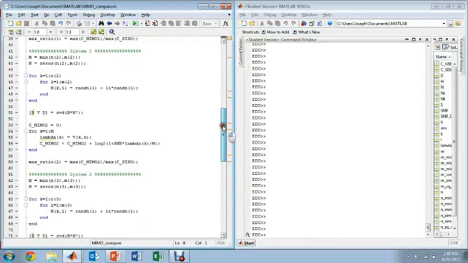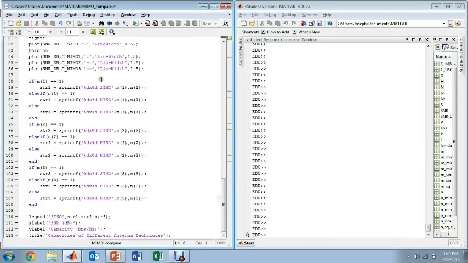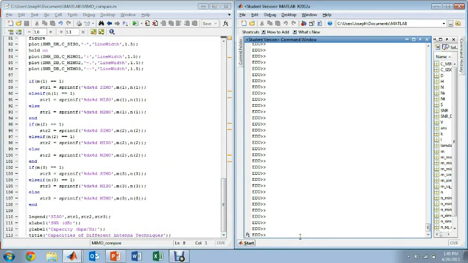And we do the same for a second system and a third system. Then finally we plot all the different data and create our legend, labels, and title, of course. So now I'll move over to MATLAB and run this script for a few different data sets. Let's start with just the square MIMO.